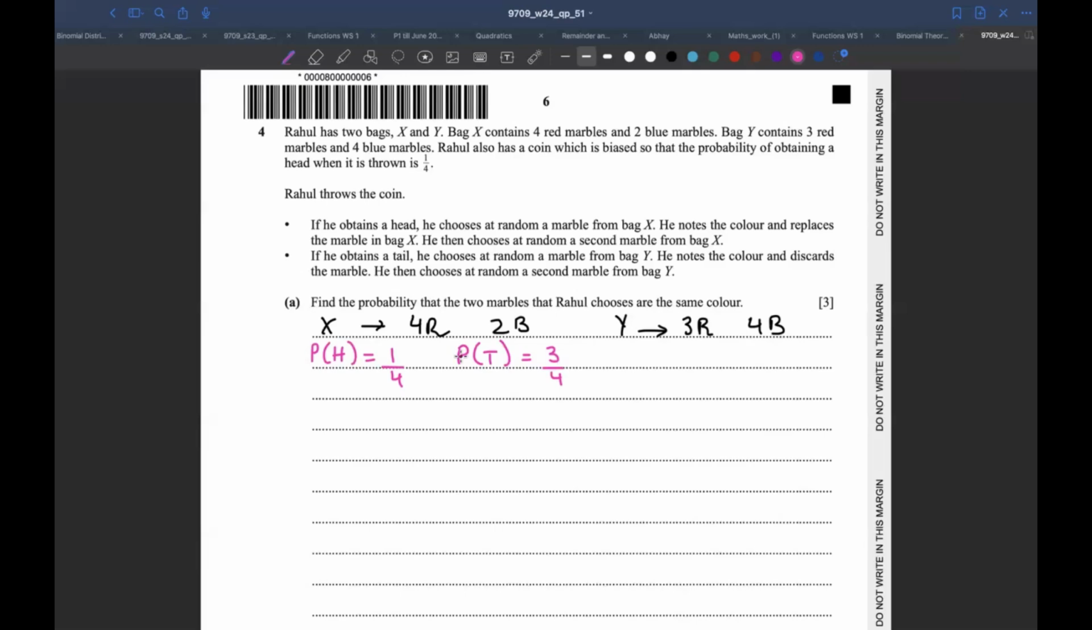He then chooses a second marble from X. It means the total probability remains the same, right? Now, if he obtains a tail, he chooses a marble from Y. He notes the color, discards the marble. In this case, the total number will decrease, right? The total number will not remain as whatever the total number is, 7.